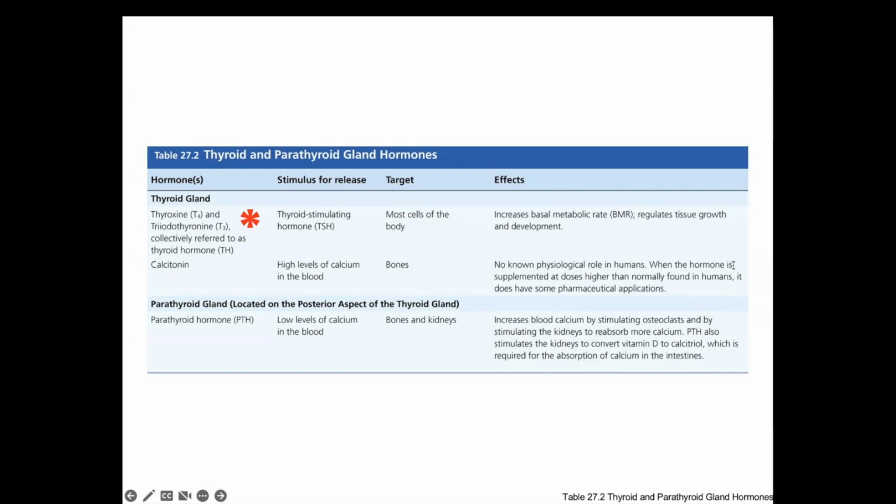Calcitonin targets bone tissue and is responsible for controlling blood calcium levels. Parathyroid hormone, or PTH, also targets bone tissue in addition to the kidney. It is the counterpart of calcitonin and acts to increase blood calcium, stimulating the kidneys to reabsorb more calcium and convert vitamin D into calcitriol to increase calcium absorption in the intestines.